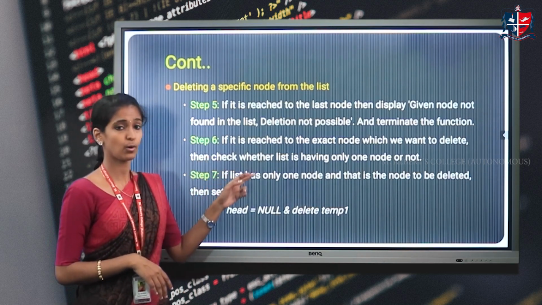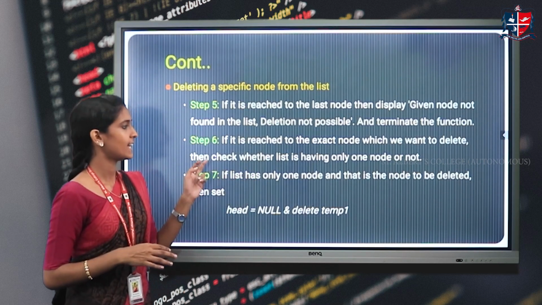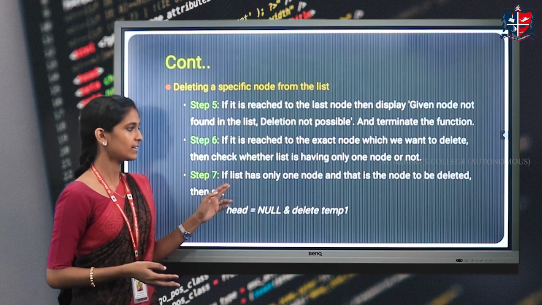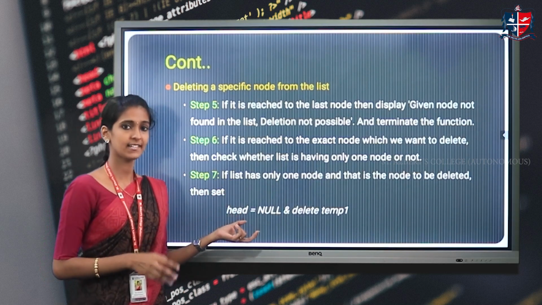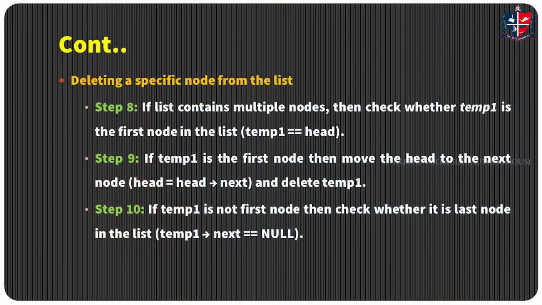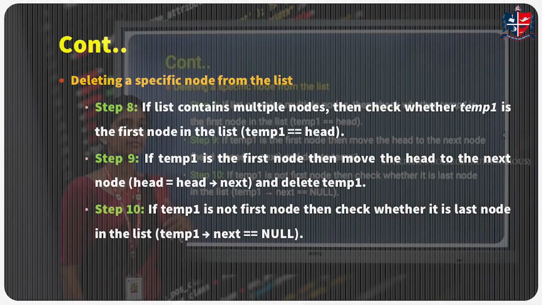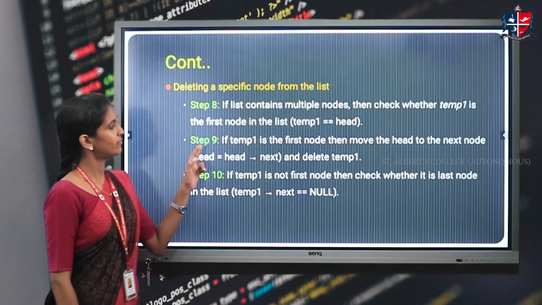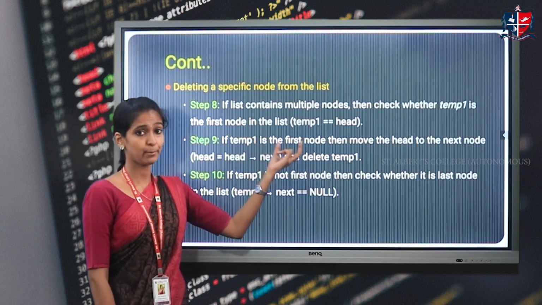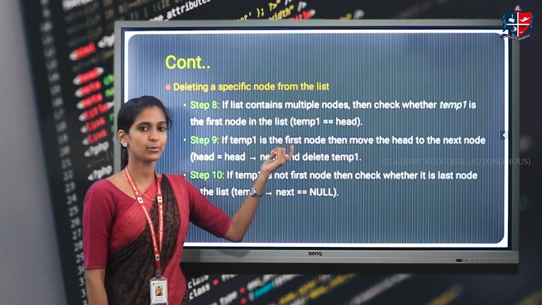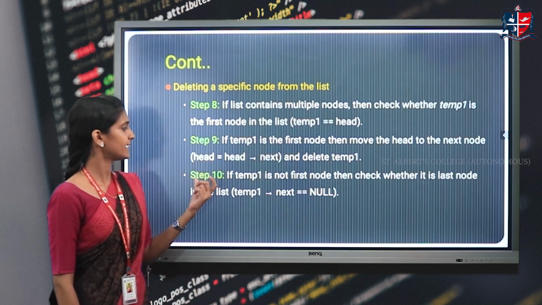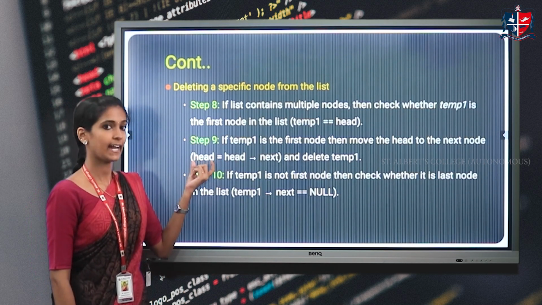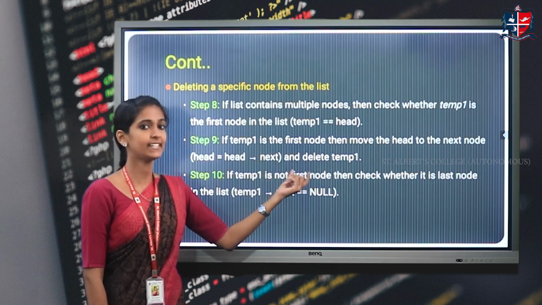Or if it has reached the exact node which we want to delete, check whether the list has a single node or multiple nodes. If it has one node, just assign head is equal to null and delete temp1. If it has multiple nodes, now check whether the node being deleted is the first node or the last node. We check using the condition temp1 is equal to head, which means we are deleting the first node. In that case, just move the head pointer, that is, head is equal to head's next, and delete temp1.